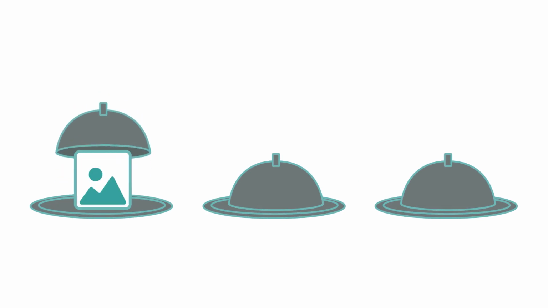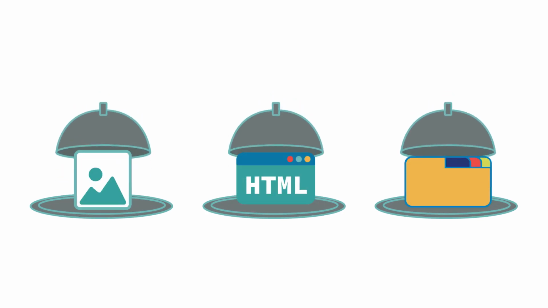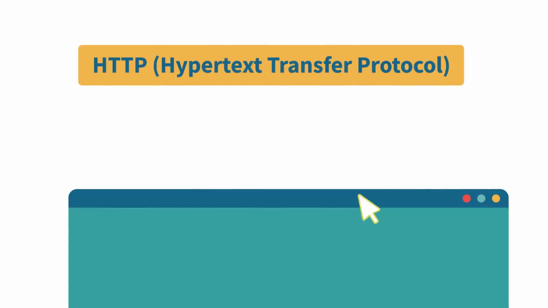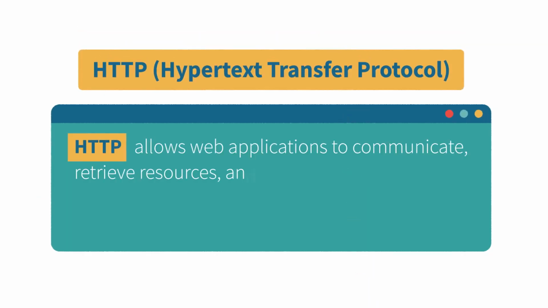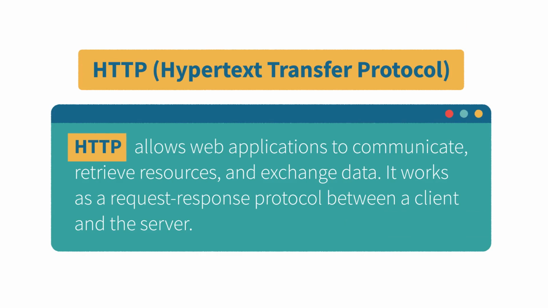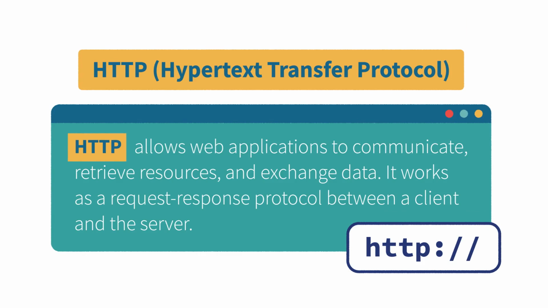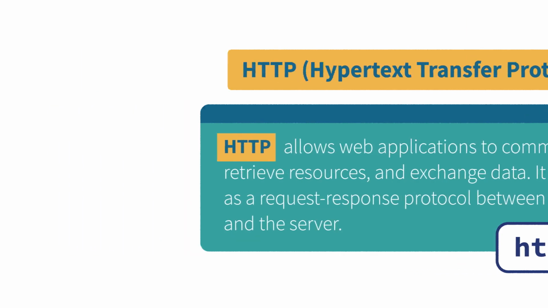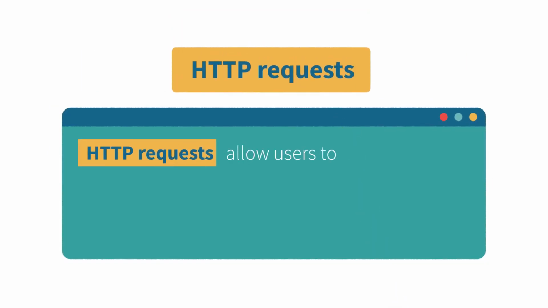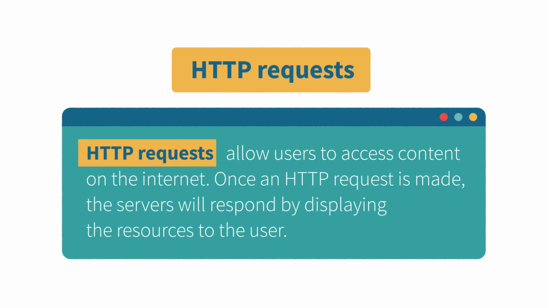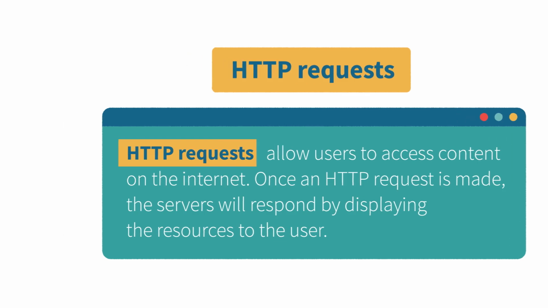The Internet is overflowing with resources, such as images, HTML, and files hosted on different servers. HTTP allows web applications to communicate, retrieve resources, and exchange data. It works as a request-response protocol between a client, or your browser, and the server. HTTP requests allow users to access content on the Internet. Once an HTTP request is made, the servers will respond by displaying the resources to the user. That's how you're viewing this video right now.